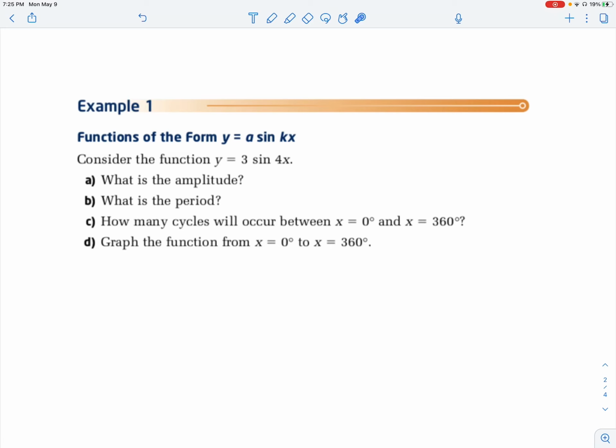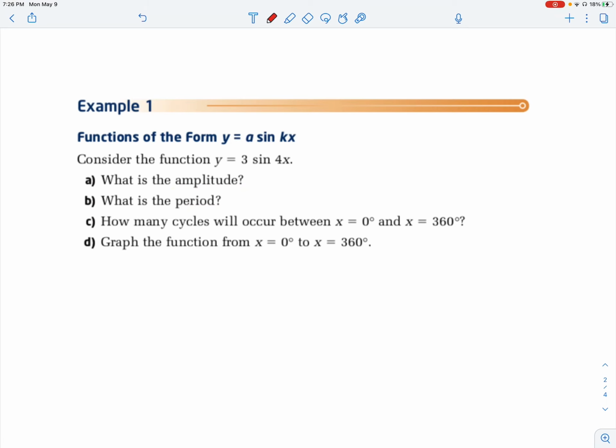Okay. So we're given this function here, and we're asked for the amplitude, the period, and then they want us to know how many cycles are going to occur from 0 to 360. And lastly, graph the function. Sometimes it helps to even graph the function first and then try to answer these questions.